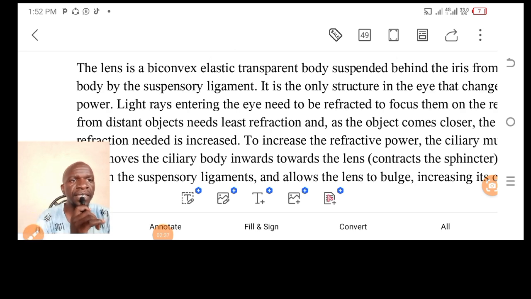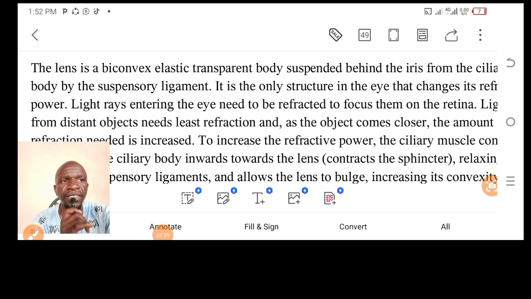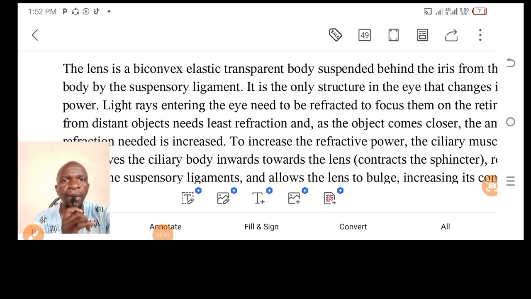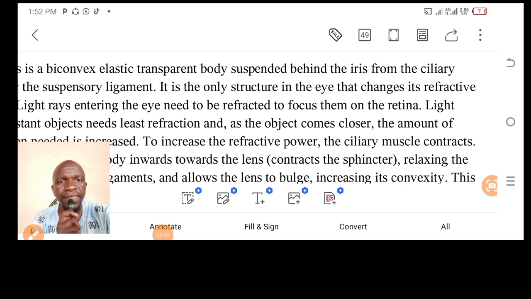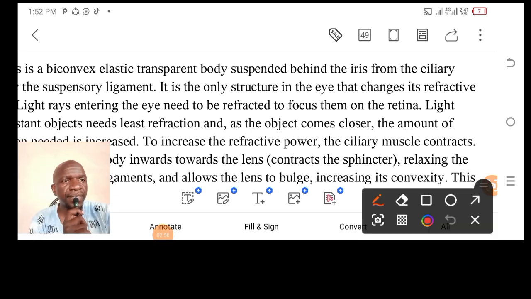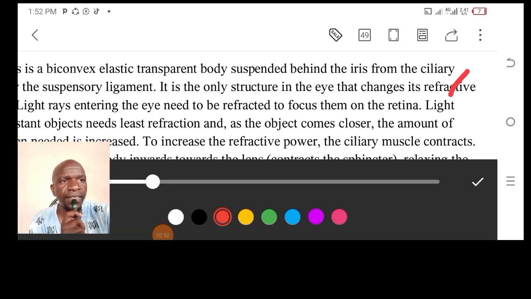It is the only structure in the eye that changes its refractive power. So the lens has refractive power. Take note, this is very important. The lens has refractive power. It is the only body structure that can change its refractive power.